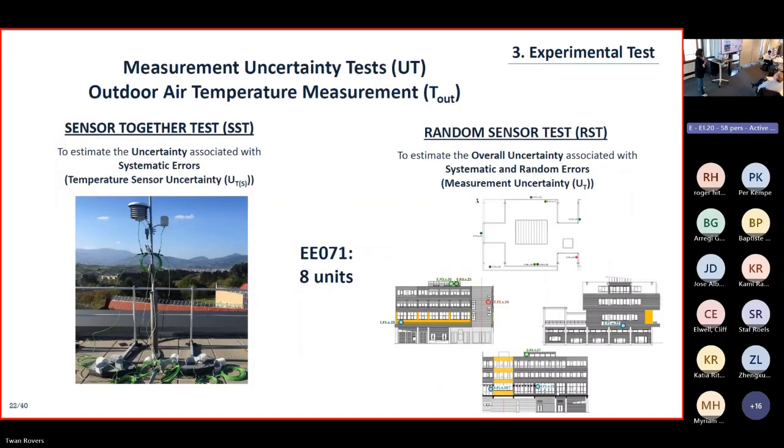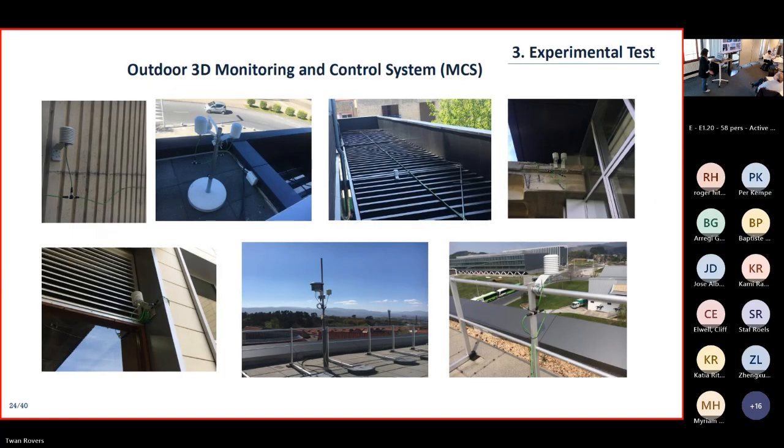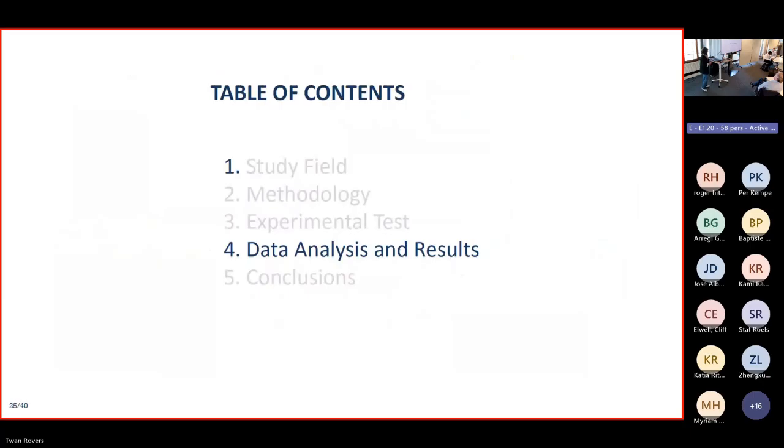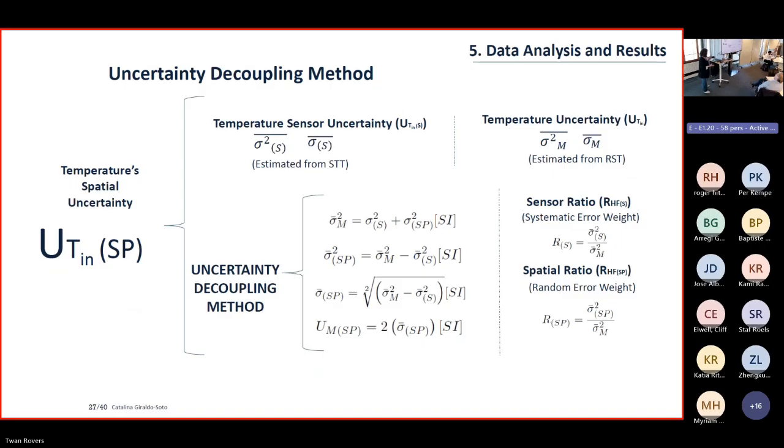test. In the case of the outdoor air temperature, we also need to put all sensors together, and also do the random sensor test. The sensors were installed on different facades of the building. These are pictures of this, and the data analysis results. So I will first show you the results of the uncertainty based on the uncertainty test. I will also show the results of the uncertainty decoupling method.